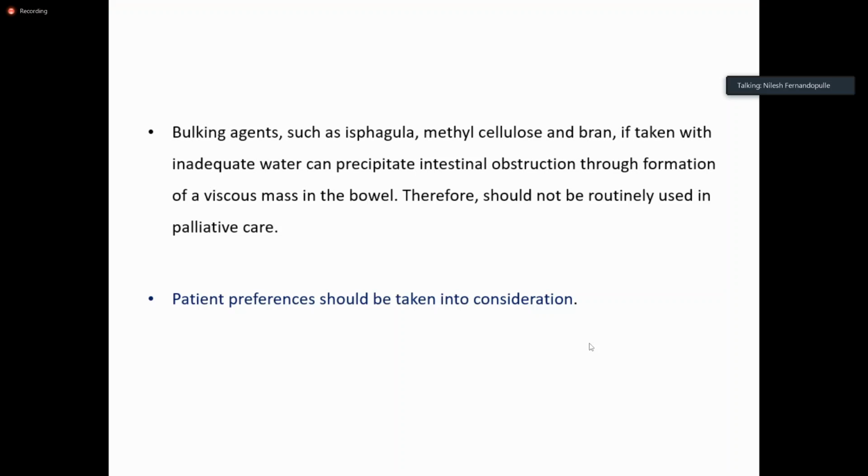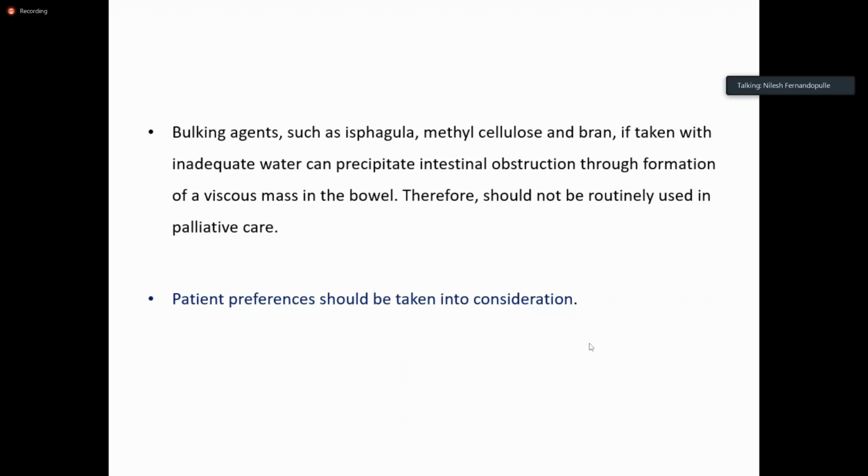Because what I tell patients is, the stools will become like elephant dung. It will be very fibrous, hard, big, lumpy stools. Those stools are not going to pass through the colon, especially in an inactive, bed-bound patient. So don't use bulking agents in bed-bound, immobile palliative care patients because it's likely bound to make it worse.